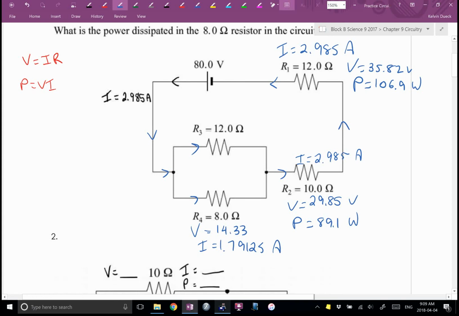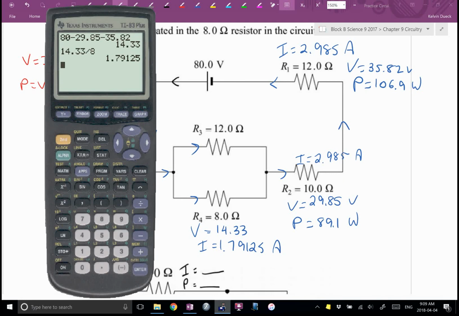But now, what did this question want me to find? Read me this first line right here. What is the power dissipated in the 8 ohm resistor? Oh, that's this one? Do I know the voltage? Yeah. Do I know the current? Can I figure out the power? Yeah. Here's our final step.